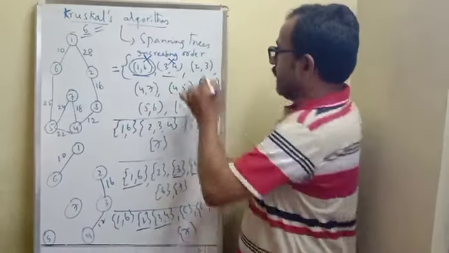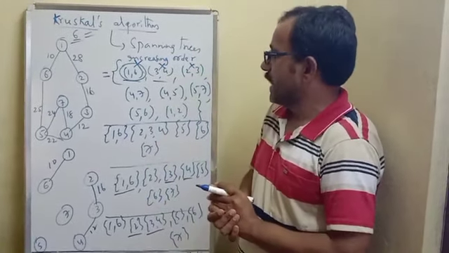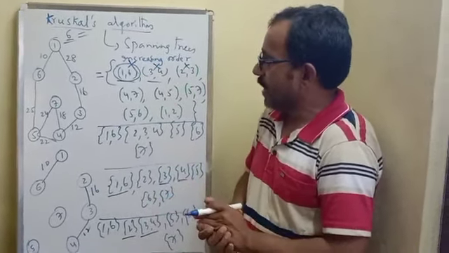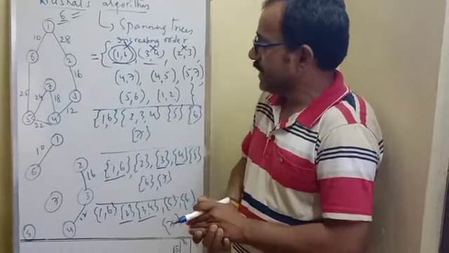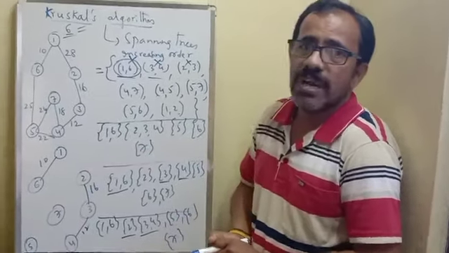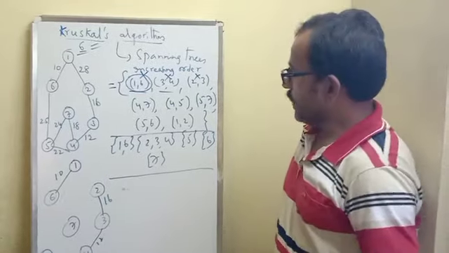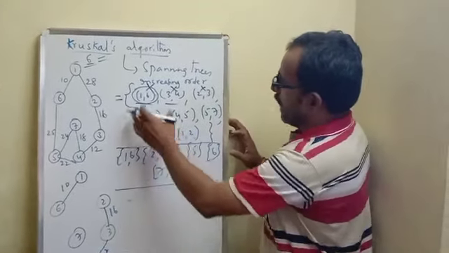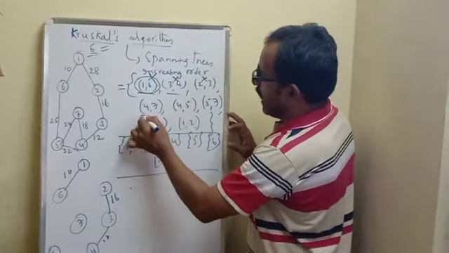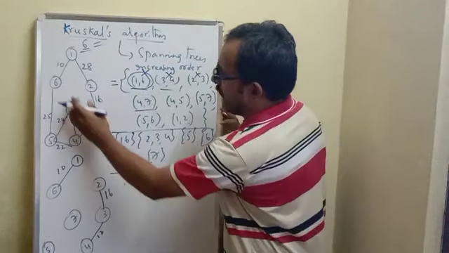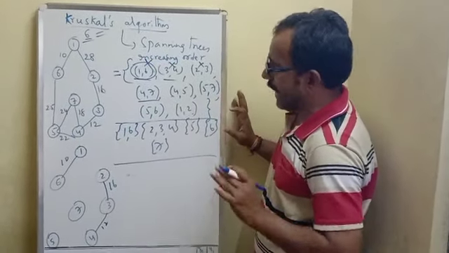Then again remove this from consideration. Then again select the next minimum cost edge. What is the next minimum cost edge? Now observe this set. The next minimum cost edge is 4 comma 7. What is the edge cost now? The 4 comma 7 edge cost is 18.